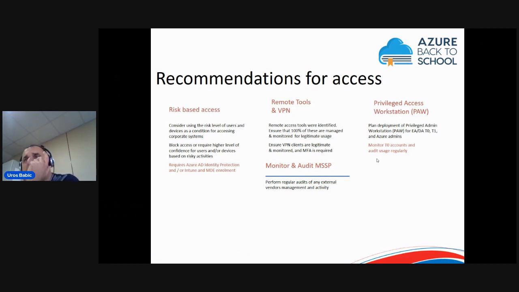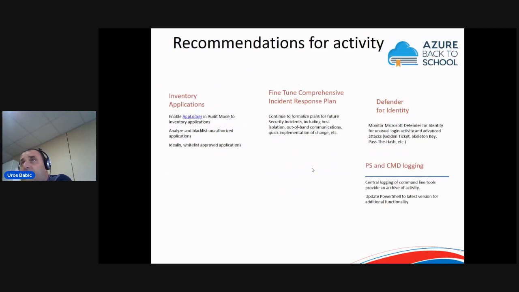Risk-based access blocks access and requires a high level of confidence. Remote tools and VPN, monitor audit, external vendors management and activity. Privileged access workstation is very important. How do I monitor tier zero accounts and audit usage regularly for Azure admins, it's very important.